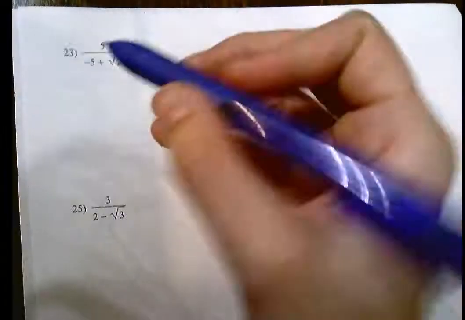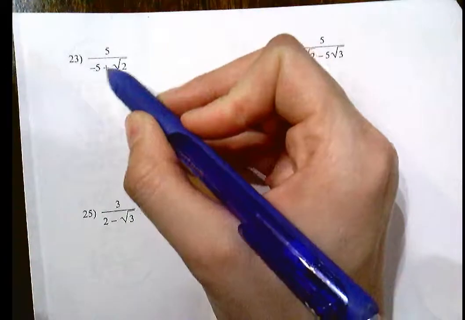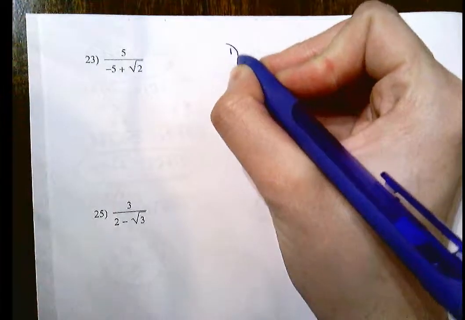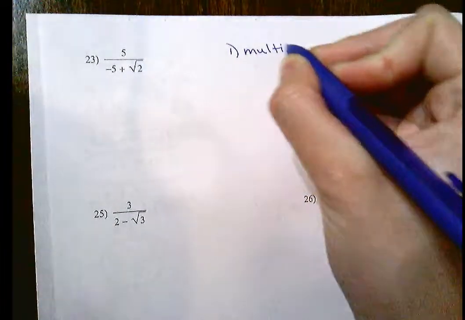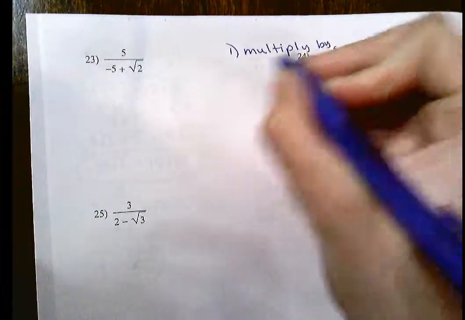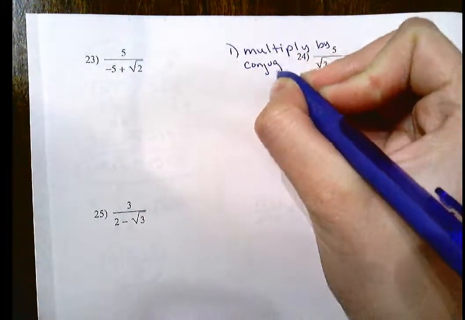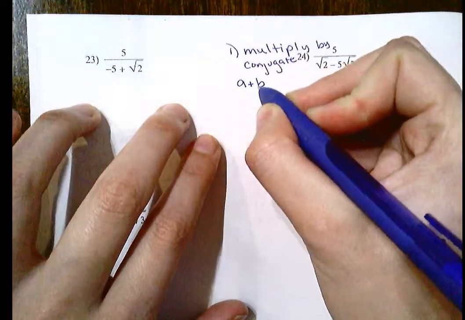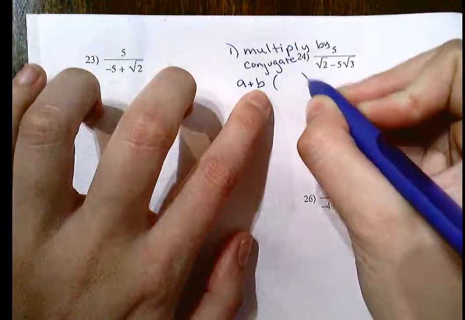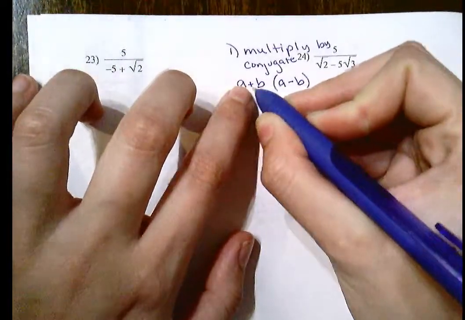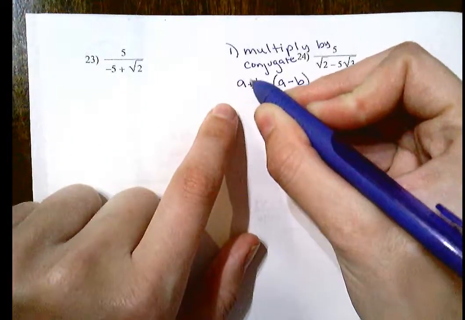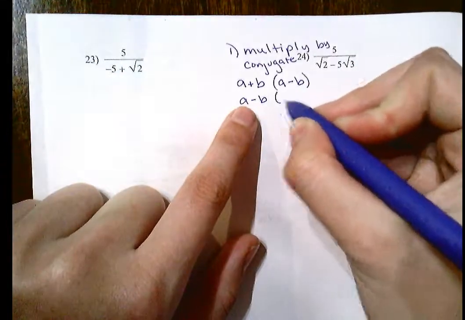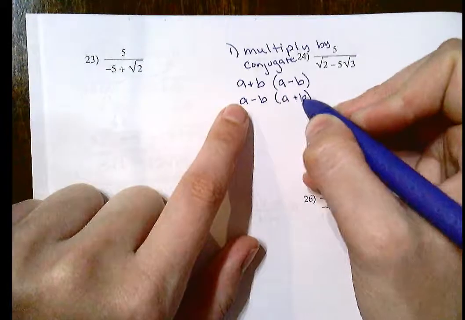For these problems, you have a monomial divided by a binomial. What you have to do is multiply by the conjugate. What makes a conjugate: if you have A plus B, your conjugate will be A minus B. So it's the same terms, but the opposite sign in the middle. So again, if you have A minus B, your conjugate will be A plus B. I'll show you what I mean.